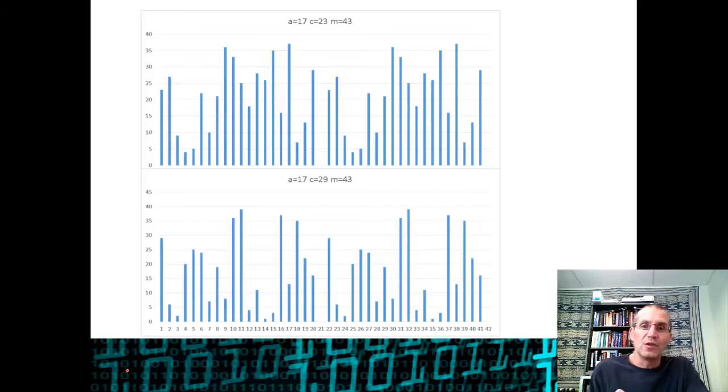And if I change the value just subtly, so I go from 23 to 29, not a big change, and I keep the other constants the same, we have a very different looking function. So it is clearly very difficult to predict what your next value would be or what the preceding value was.